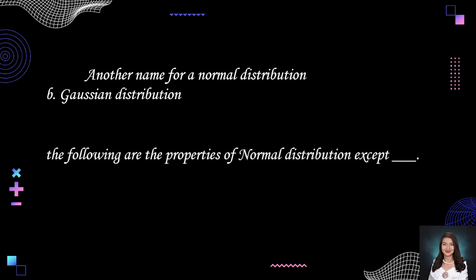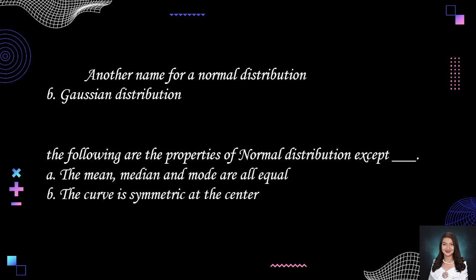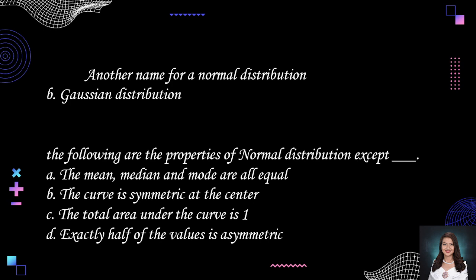Next one, the following are the properties of normal distribution except: the mean, median, and mode are all equal; the curve is symmetric at the center; the total area under the curve is 1; or exactly half of the values is asymmetric. The correct answer here is the letter D. Exactly half of the score is asymmetric. As we have said, normal distribution is a special kind of symmetric distribution. It represents some properties in mathematics.